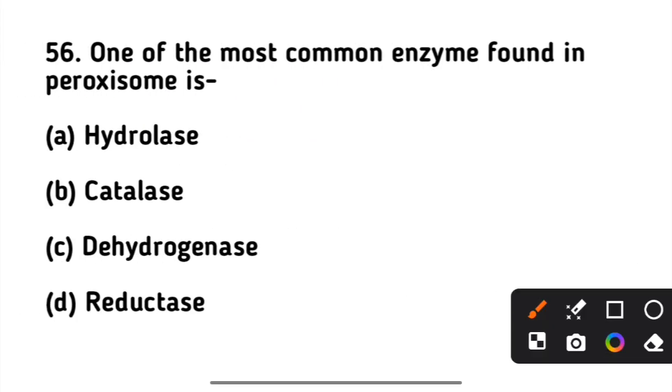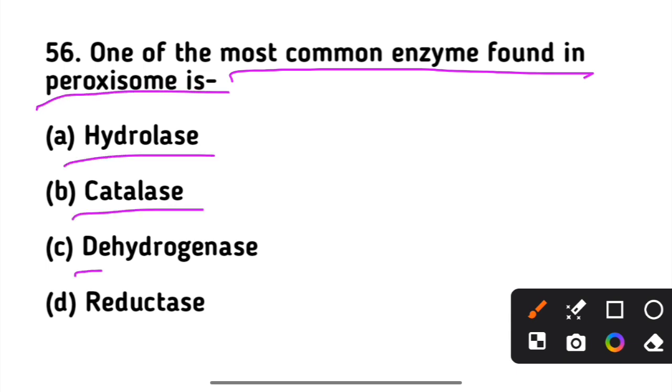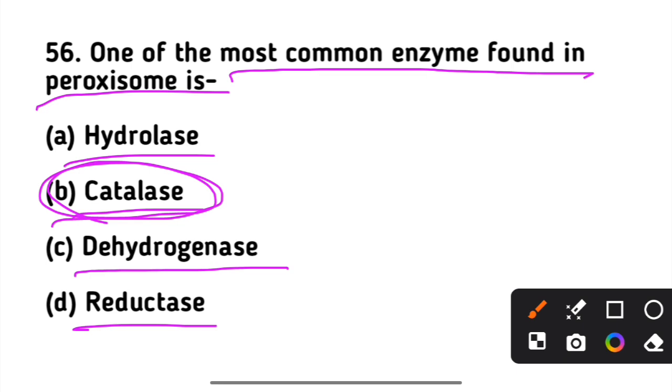Next, one of the most common enzymes found in peroxisome is hydrolase, catalase, dehydrogenase, reductase. Option B is correct, catalase. One of the most common enzymes found in peroxisome is catalase.